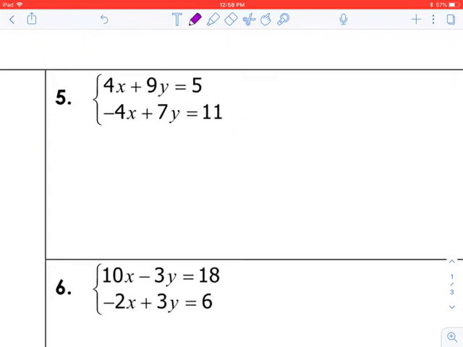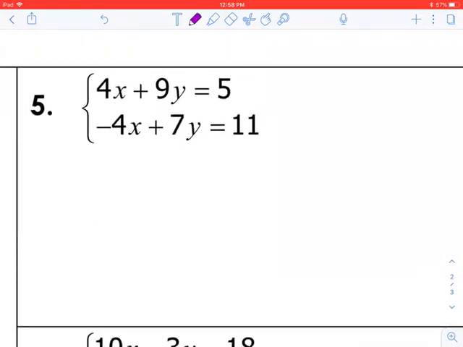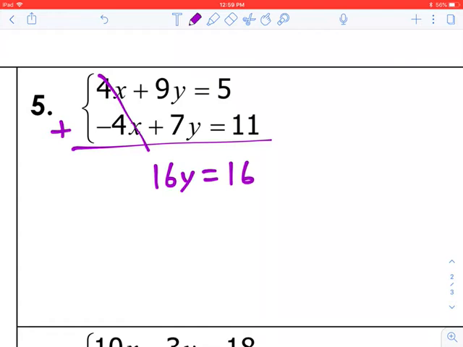So number 5. This one's nice because look, these aren't opposites, but these are. The x's are already opposite, so I don't have to change anything about this. I can go ahead and add right away because the x's cancel, and that's all I want to do is cancel x or y. So 9 plus 7 for the y's is going to be 16y equals 5 plus 11 is also 16. Divide by 16, I get y equals 1.